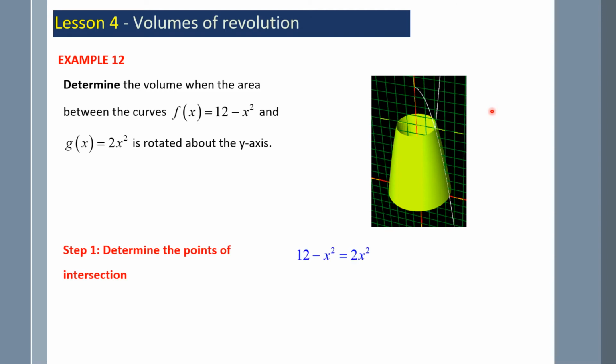Determine the points of intersection. If I let f(x) and g(x) equal each other, that's called a simultaneous equation. I'm now going to solve for x. I'm going to rearrange by adding x squared to both sides, divide both sides by 3, and take the square root of 4. That's plus or minus the square root of 4, which is plus or minus 2. Now we're going to examine the 2 here because our negatives will be the opposite side anyway. So we'll ignore the negative, just take it as between 0 and 2.